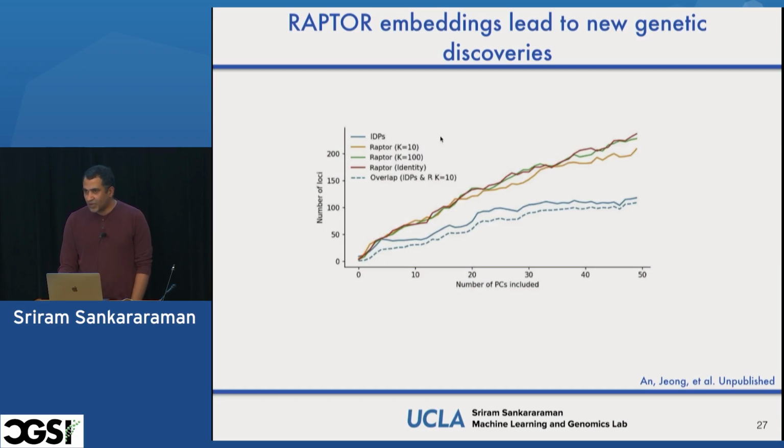And what you can see is that for a given number of principal components, the Raptor embeddings lead to more genetic loci being discovered compared to the IDPs. So this suggests, and this is very much ongoing work, that these embeddings that are being learned tend to be more heritable, tend to have more genetic signal associated with them.